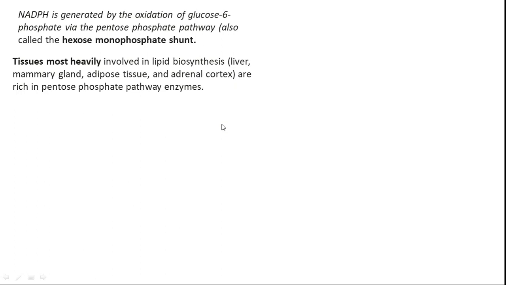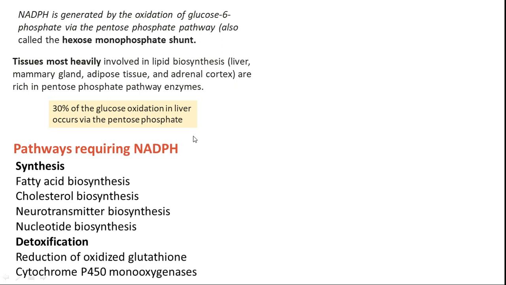Tissues most heavily involved in lipid biosynthesis need so much reduction. You will see this in the biosynthesis of lipids in the next chapter. Those tissues where biosynthesis of chemicals happens via reductive biochemical pathways, like lipid biosynthesis in liver and hormone synthesis in adrenal cortex, are rich in pentose phosphate pathway enzymes, obviously, and 30% of glucose oxidation in liver occurs via the pentose phosphate pathway.